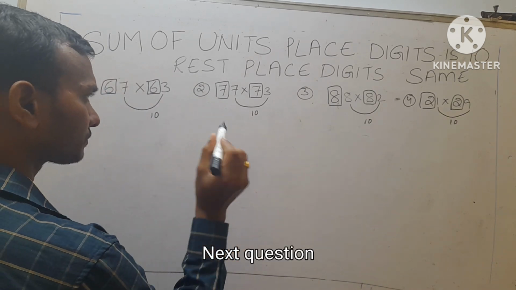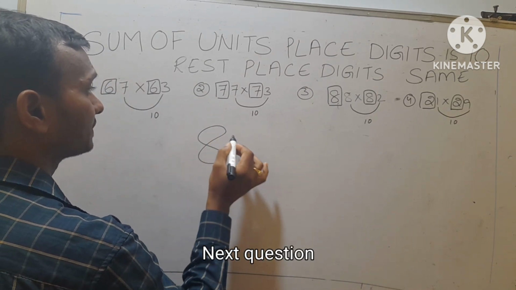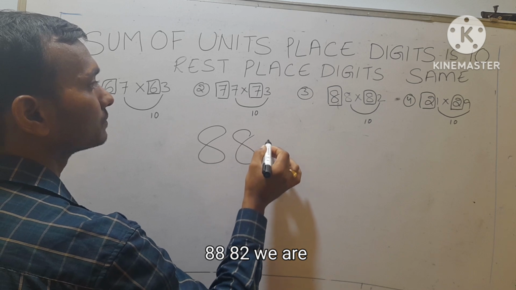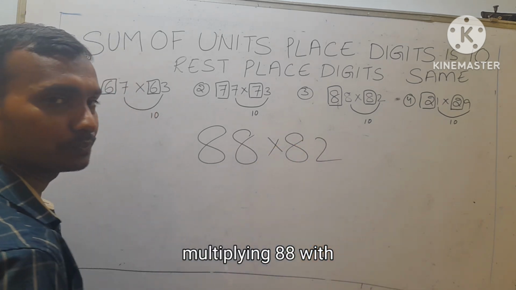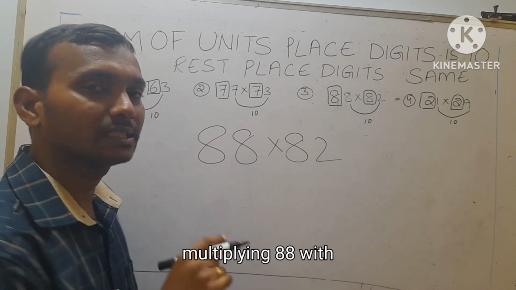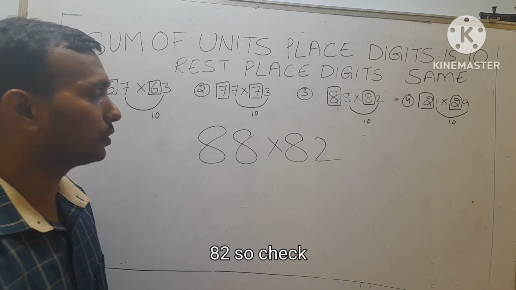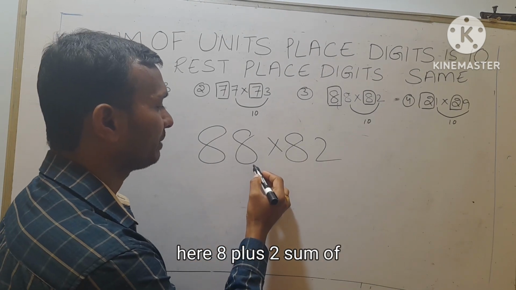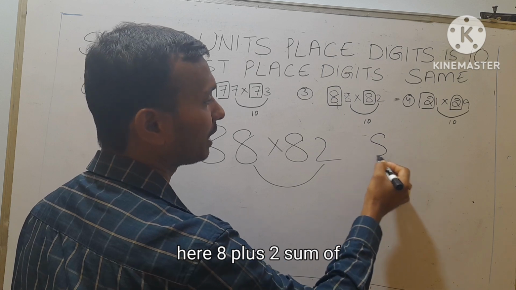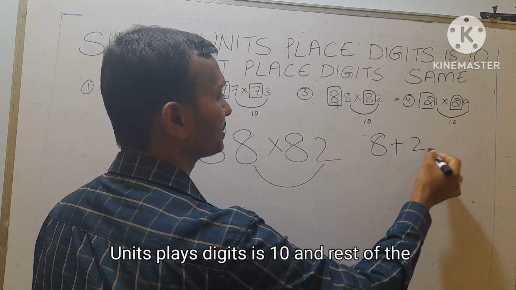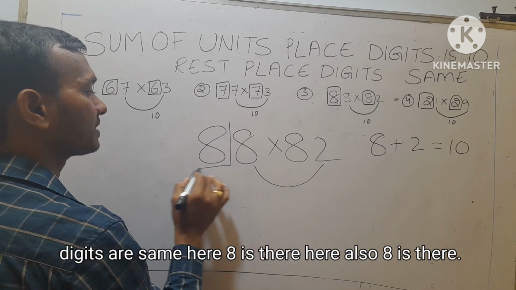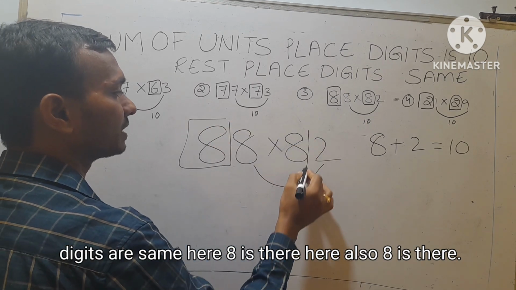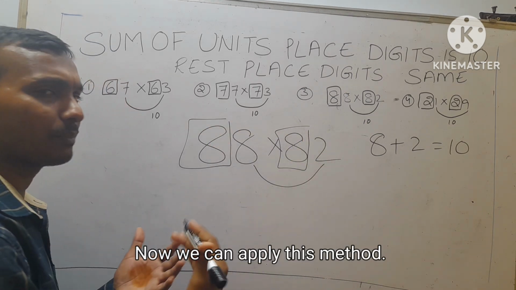Next question, 88 into 82. We are multiplying 88 with 82. So check here, 8 plus 2, the sum of units place digits, is 10, and the rest of the digits are the same. Here 8 is there, here also 8 is there. Now we can apply this method.